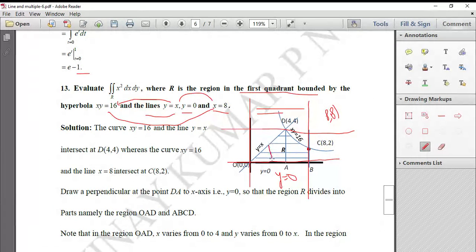So what is this height? Up to here, y varies from 0 to any point on this line satisfies the condition y equal to x. So height is from 0 to x. But if I choose 0 to x, this region will also come, because from here to here, the height is also x. Y is equal to x. That means this region will also come. I don't want this region.